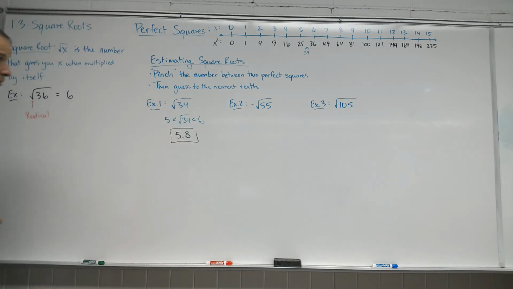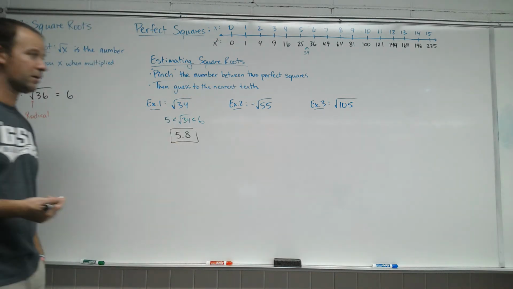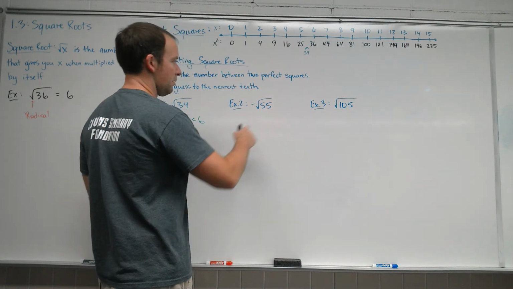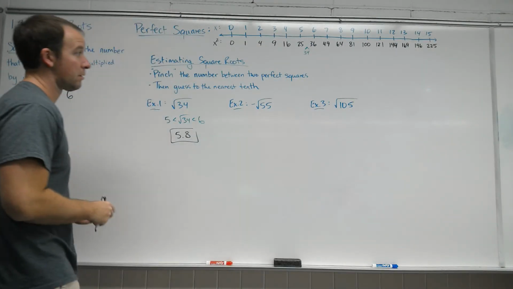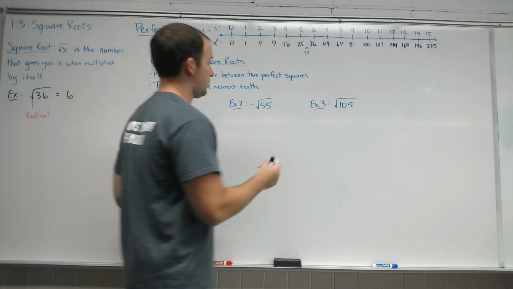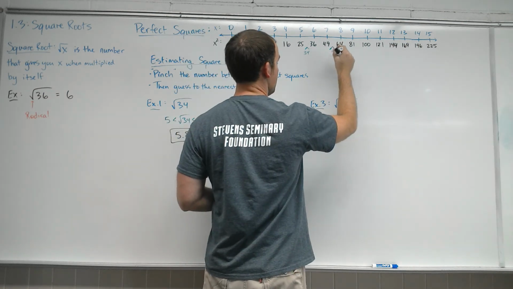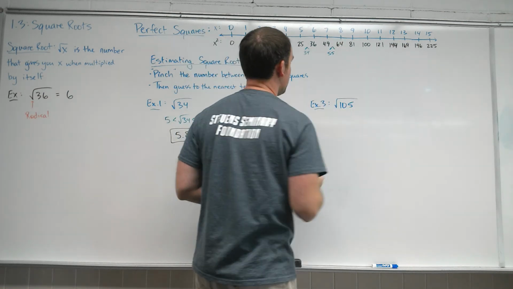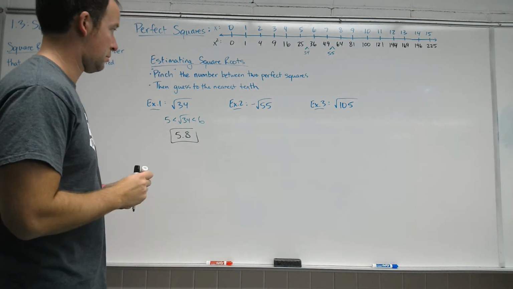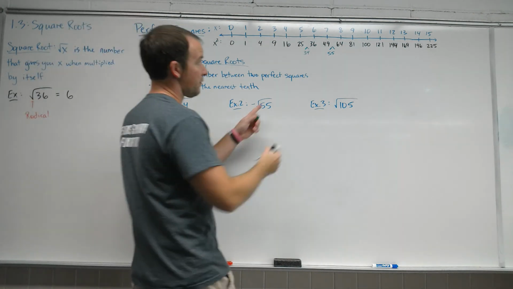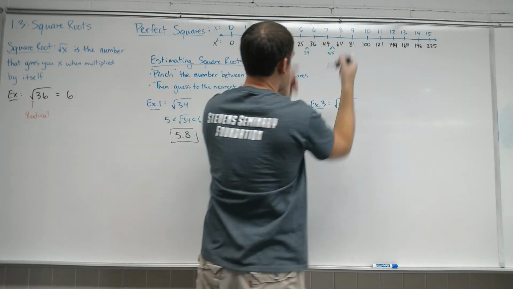Example 2, it's negative, who cares? That doesn't change anything. Just ignore the negative until the end. Find the square root of 55. So 55 is between 49 and 64, which means the square root of 55 is somewhere between 7 and 8.